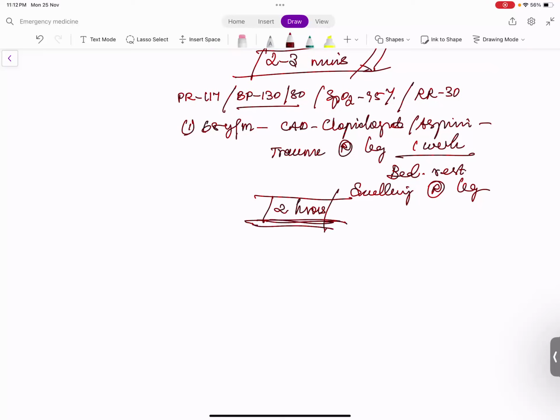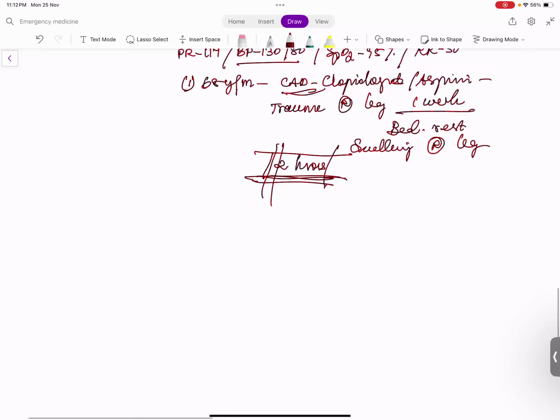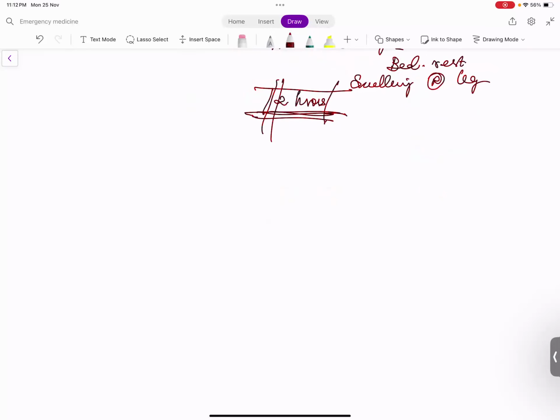It's only 2 hours. It's a sudden onset breathing difficulty in a patient who is having a background of coronary artery disease. Then after the targeted examination, we find his cardiovascular system: S1, S2 was present. There were no added sounds. Bilateral air entry was present on both sides. There were no added sounds.